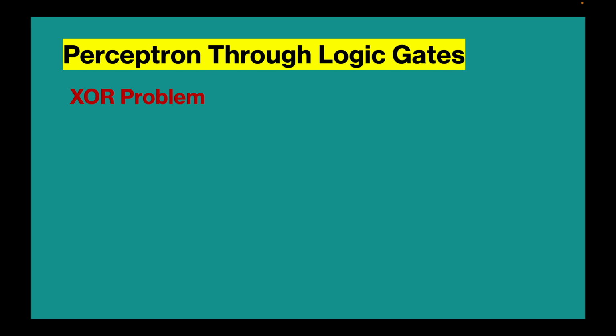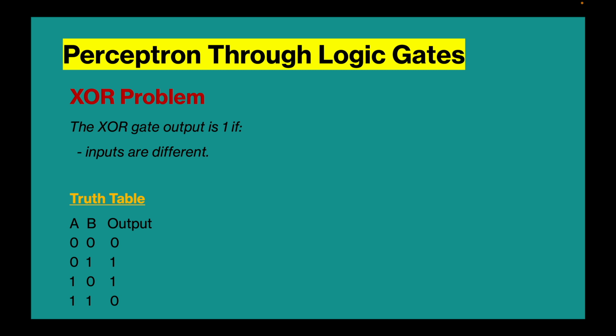XOR problem. This is one of the most famous problems. In exclusive OR, the output is 1 when the inputs are different. Here's the truth table. If input A is 0 and B is 0, the output is 0. If input A is 0 and B is 1, then the output is 1. If input A is 1 and B is 0, then the output is 1. If both inputs A and B are 1, then the output is 0.